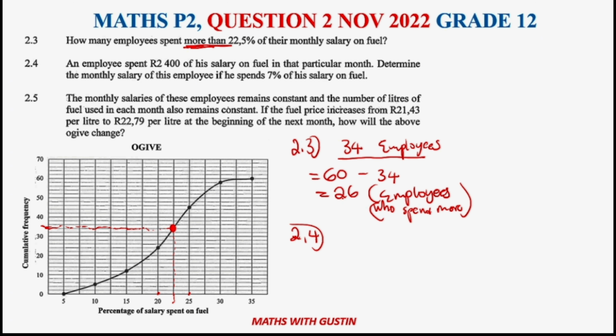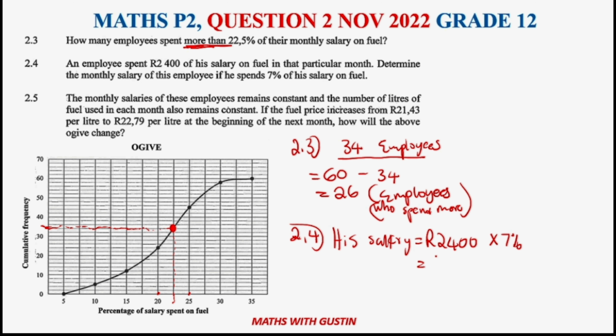2.4 said an employee spent 2,400 of his salary on fuel in a particular month. Determine the monthly salary of this employee if he spends 7% of his salary on fuel. Okay, simple and straightforward, we are going to say his salary would have to be whatever he's spending on fuel divided by that percentage. They already told us it is 2,400 and 7%.